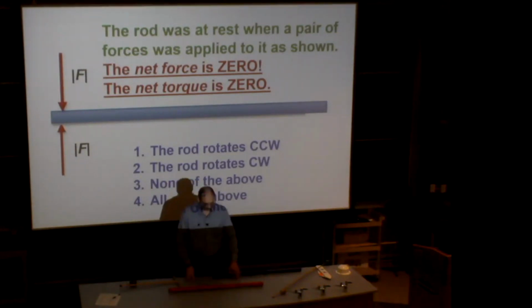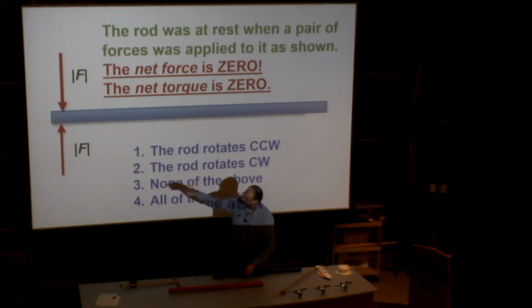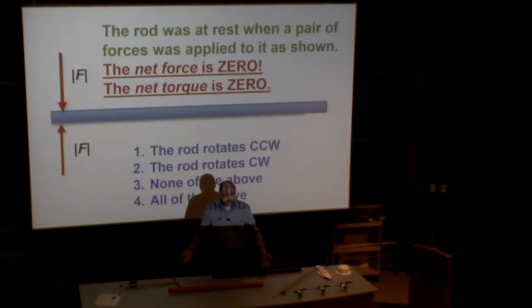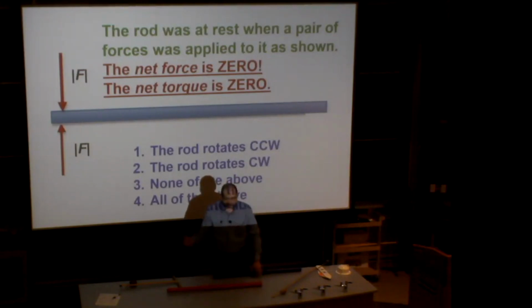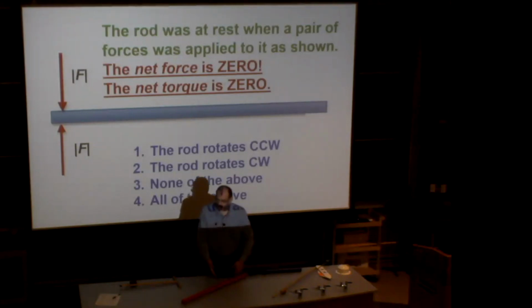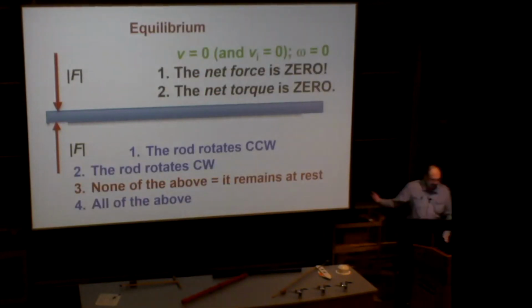Equilibrium. What's going to happen if I apply two forces like this? Well, net force will be equal to 0, and net torque will be equal to 0. Still equilibrium. But what if I apply the same forces differently, like this? It rotates. More and more examples like that.